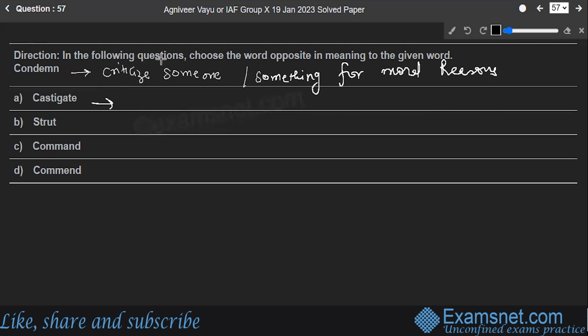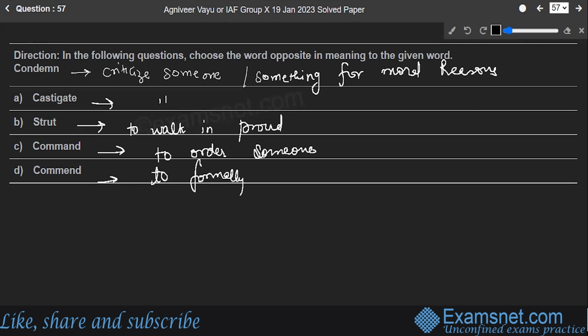It means to criticize someone or something very severely, almost the same meaning. Then there is the word strut, to walk in proud. Then is the word command, to order someone. And then is the word commend. It means to firmly praise something or someone. Now you have to find out the opposite meaning. Condemn means to criticize someone and commend means to formally praise someone. That means we have this as the answer because they have the opposite meaning.